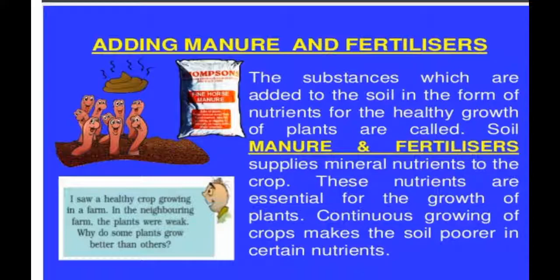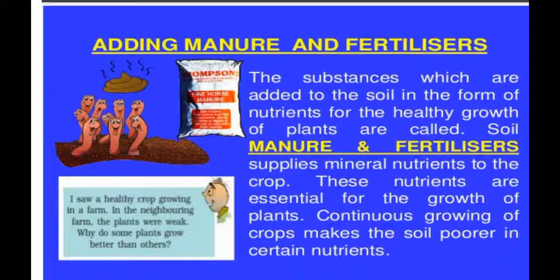In mixed cropping, we use two to three different types of crops in the field, and at the same time, two or more types of crops are grown in the same field. That is called mixed cropping.